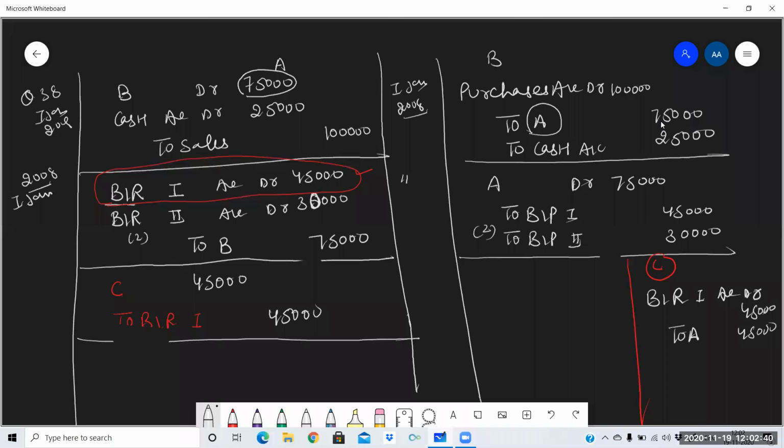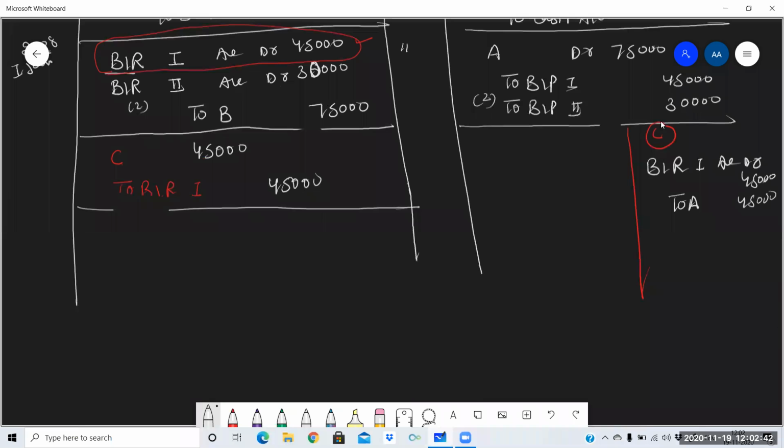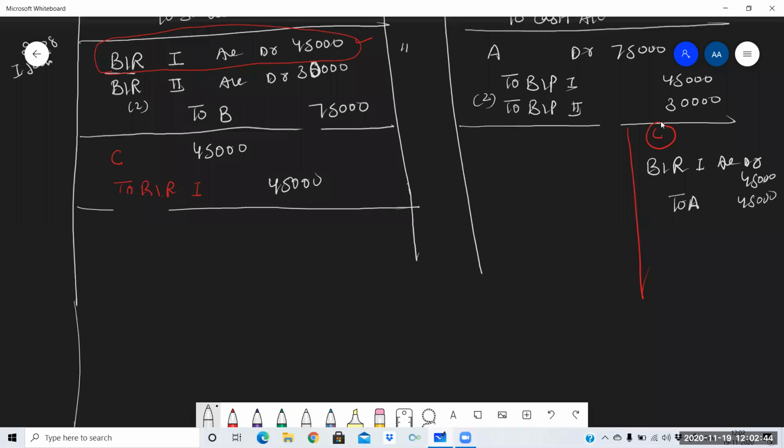So now read the next portion of the question to know how he has treated the bill 2. For second bill, what he has done? This is the books of B and this is the book of C. Second bill was discounted from the bank at the rate of 12% per annum. Here again, no date is mentioned of discounting the bill. Whenever no date is mentioned, we will assume that on the same date the bill is discounted. So on 1st January itself, the second bill is discounted.